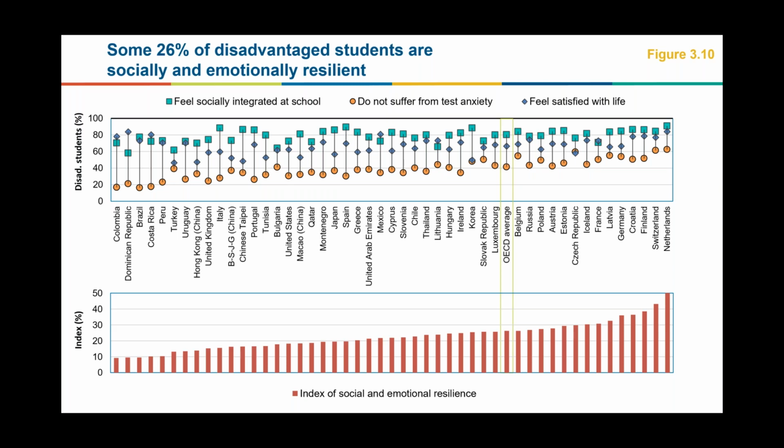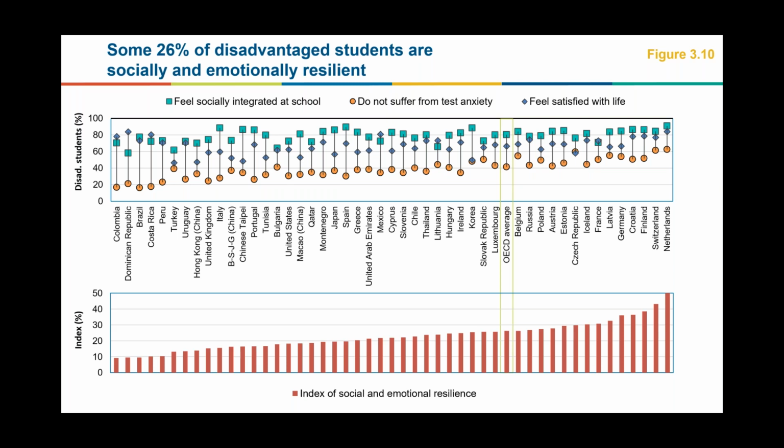And when you summarize them in an index of social and emotional resilience, you can basically see that students in the Netherlands, in Switzerland, in Finland, Croatia, Germany, Latvia, and so on, can be considered socially and emotionally resilient. So they come from disadvantaged backgrounds, but they still feel happy with their lives and are not suffering from test anxiety, and they feel socially integrated in school. Whereas on the left side of the chart, you can see that resilience is not so well developed.